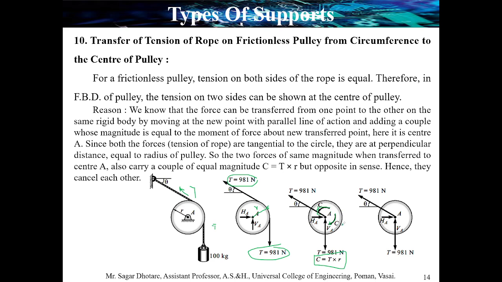So we only have three reactions. First, tension due to weight, tension due to support, and then there is a hinge support provided over here, so there is a vertical component and a horizontal component. So in total, four forces are acting at the center of the frictionless pulley.